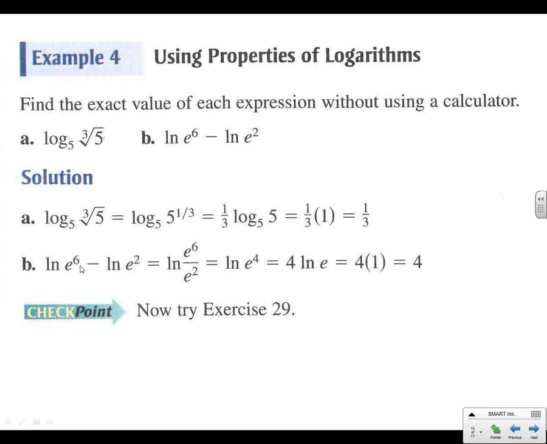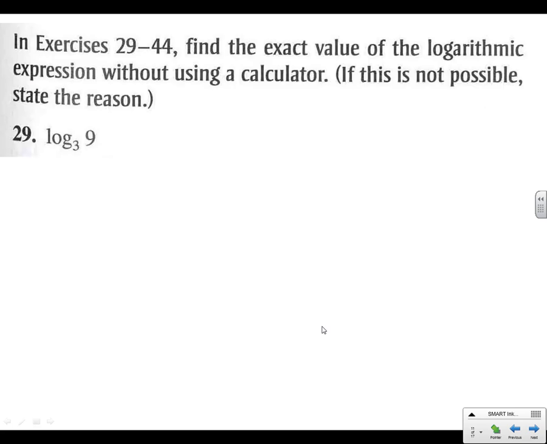We could have gotten that a faster way. We know right from the get-go, natural log and e cancel out. We've got 6. Natural log and e cancel out. We've got 2. What's 6 minus 2? You get 4. So we could try that either way on this one. See if you can do that with exercise 29. Give me an exact value. No calculators.